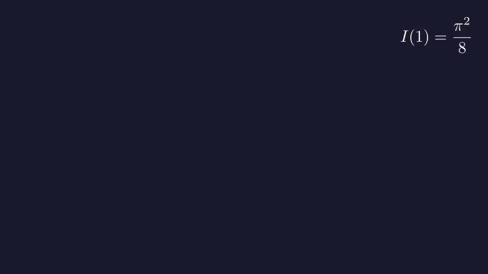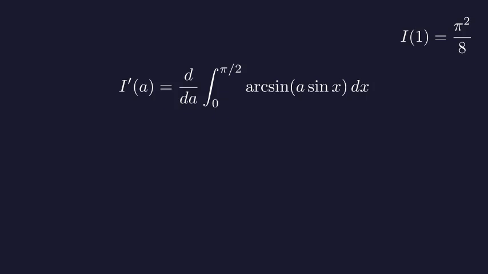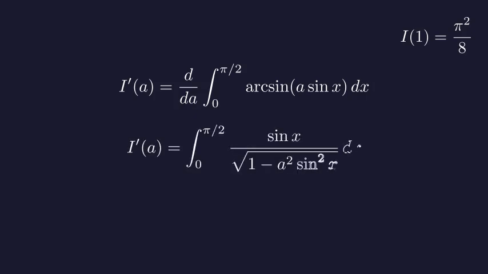Now we apply Feynman's technique. Instead of integrating directly, we differentiate the entire integral with respect to our parameter a. When we move the derivative inside the integral, the arcsine turns into an algebraic expression. We're left with the integral of sine x divided by the square root of 1 minus a squared sine squared x. Through a clever substitution, setting u equal to cosine x, this complicated integral collapses into something manageable.